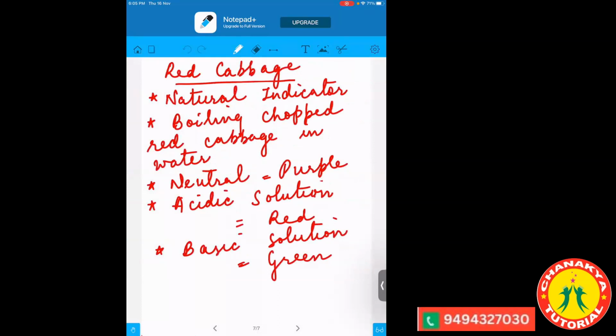Red cabbage: in the neutral condition it is purple in color, whereas in acidic it is red in color, and in basic it is green in color. So you should definitely know what the color is in acidic and what it will be in basic. Both acidic, basic, and neutral, all three colors you should know. If I ask you what will be the color of red cabbage in the neutral, your answer should be purple. Then what will be the color of the red cabbage in the acidic solution? It will be red. So anyways, it can be asked in the exam.